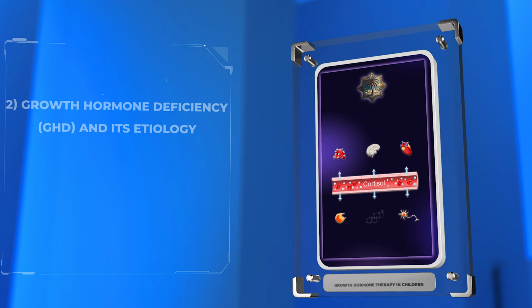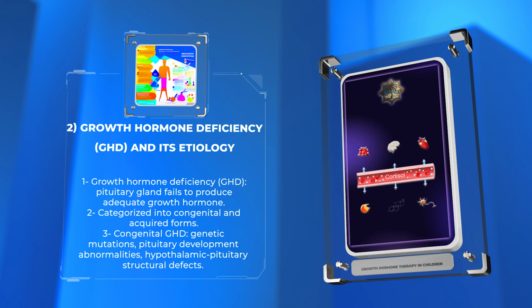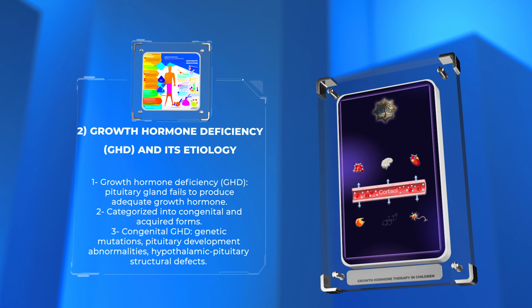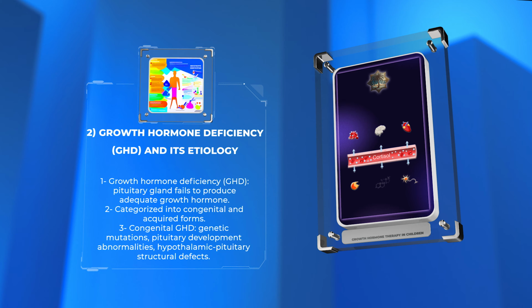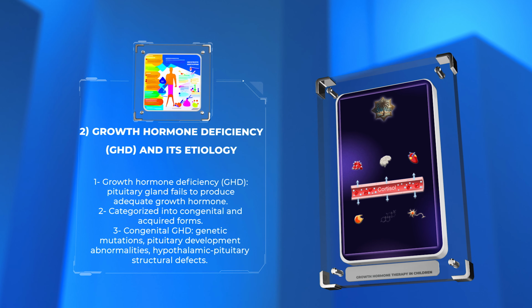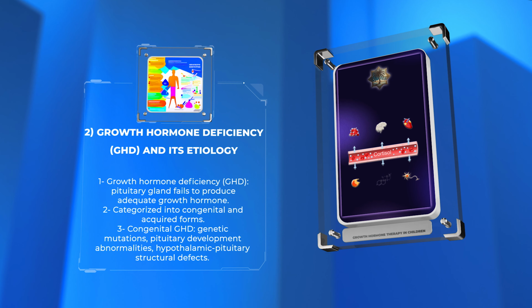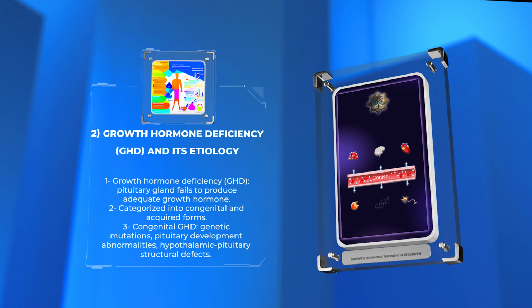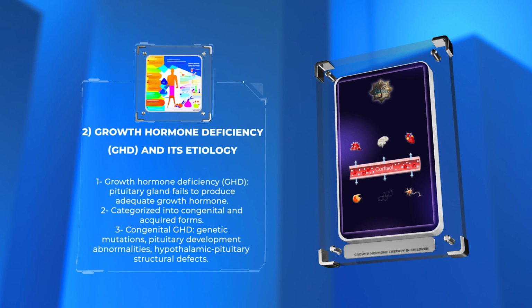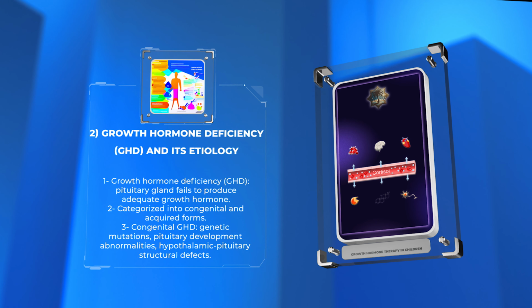systemic influences. Growth hormone deficiency, GHD, refers to a condition in which the pituitary gland fails to produce adequate amounts of growth hormone. It can be categorized into congenital or acquired forms, each with their own unique etiologies. Congenital GHD may result from genetic mutations affecting the production or function of growth hormone, pituitary development abnormalities, or hypothalamic pituitary structural defects. On the other hand, acquired GHD can be caused by tumors, trauma, radiation therapy, infections, or certain medical conditions like infiltrative disorders or autoimmune diseases.